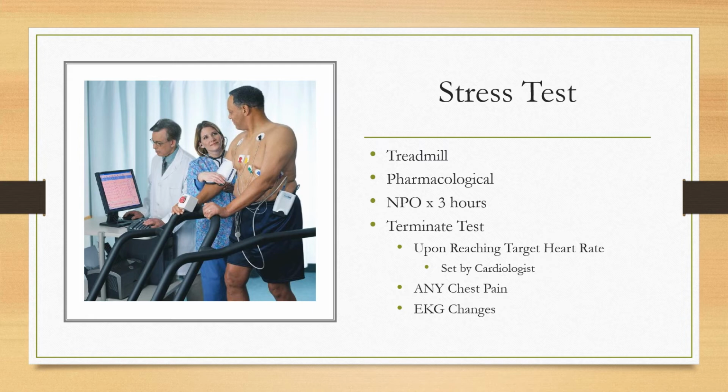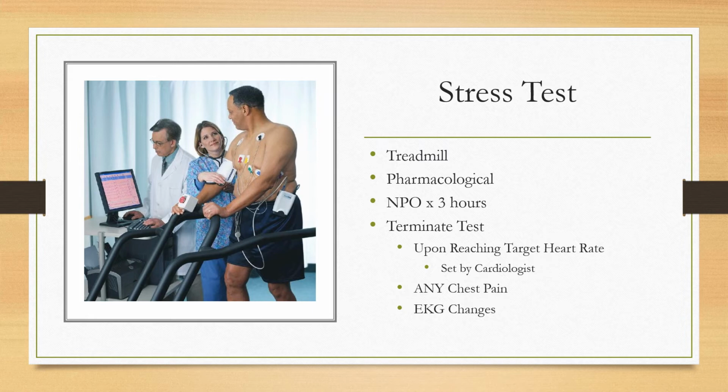Now, when do we stop the test? Well, we stop the test when the patient reaches their target heart rate. Okay, so everybody has a predicted maximal heart rate. It's usually 220 minus your age. So if you're 50 years old, 220 minus 50 is 170. That would be your predicted maximal heart rate.